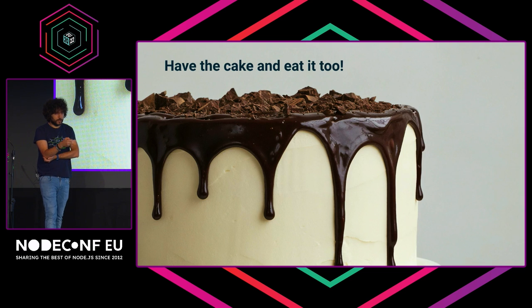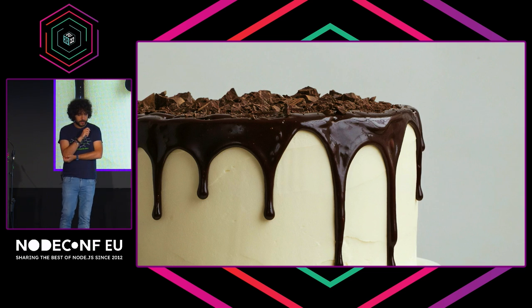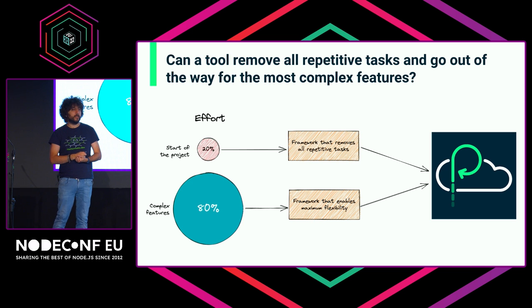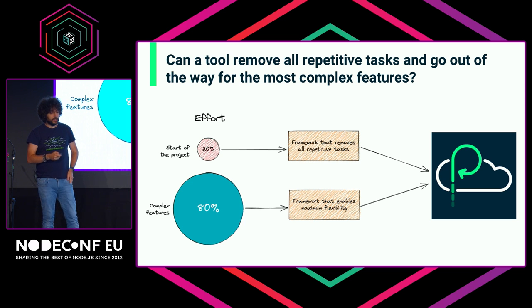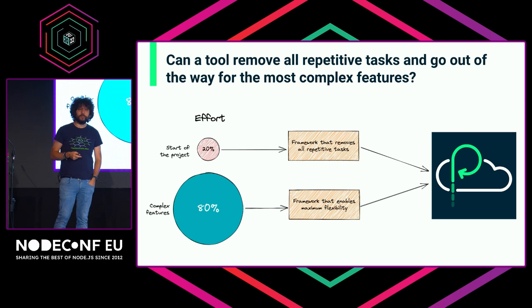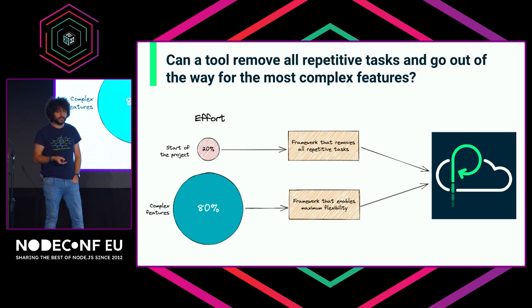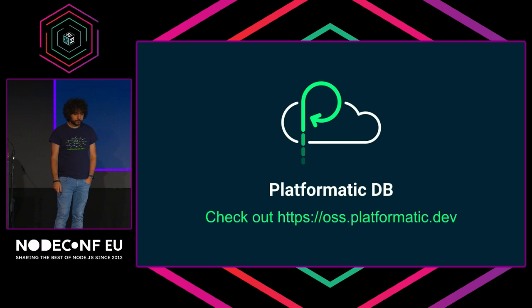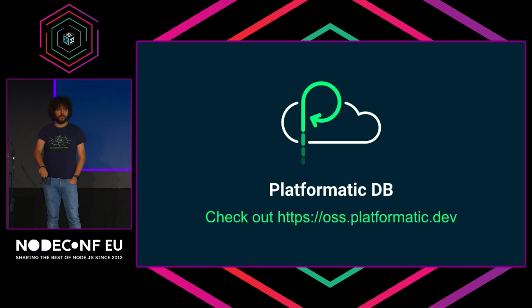How can we make it happen? How can I make it happen? So, yeah. Okay, so that's what we are doing at Platformatic. The first open source tool that we are releasing is a thing called Platformatic DB. And it's something that can help you remove all the repetitive tasks, but also enable maximum flexibility for your code. We have a bunch of docs, okay?